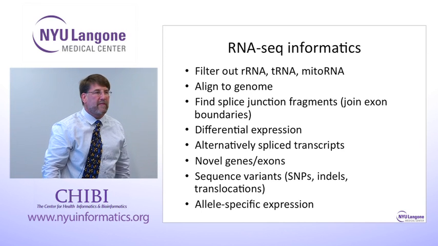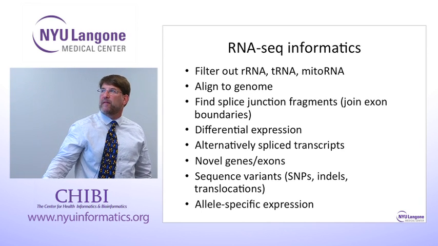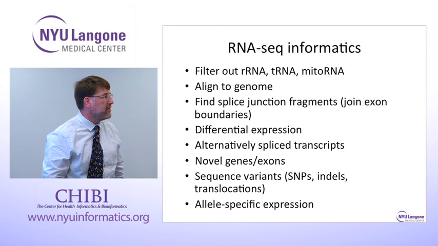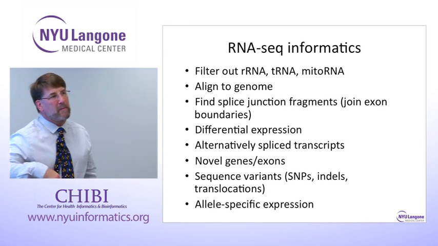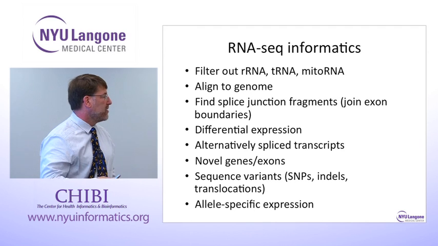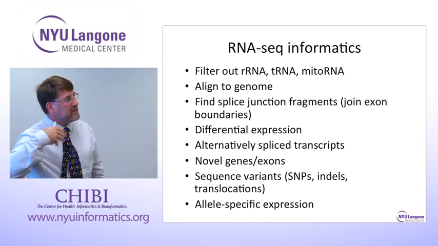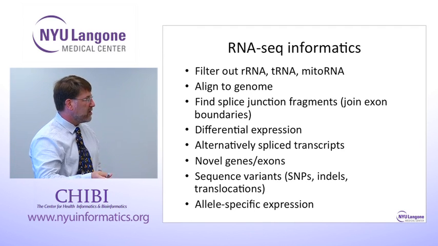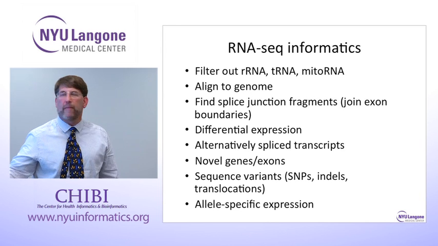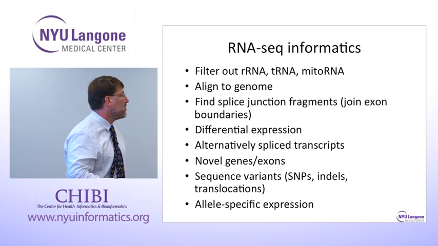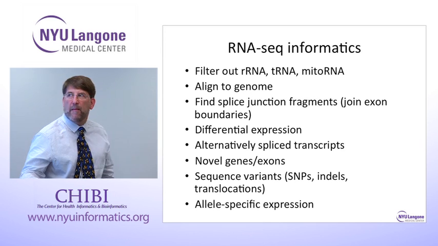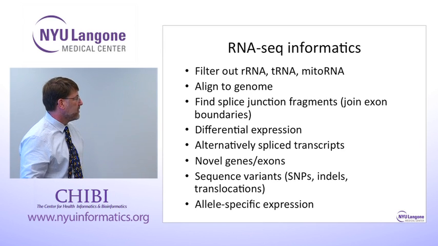OK, so this is the stuff that we need to do. Filter out the ribosomal and other sort of junk that shows up in your sequence. We can build a junk filter file so that in addition to mapping your sequence reads to the genome, we can also map them to the junk file. That way we know right away how much ribosomal RNA was in the sample, how much tRNA, et cetera.